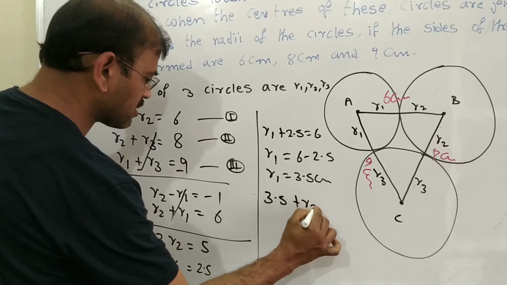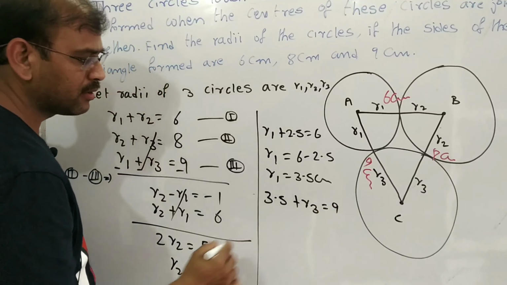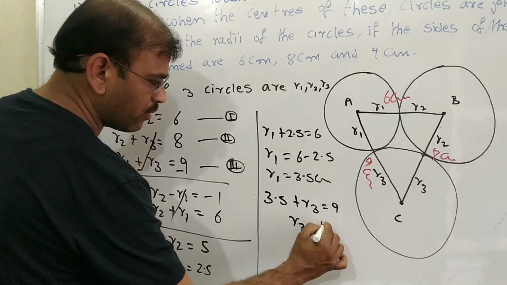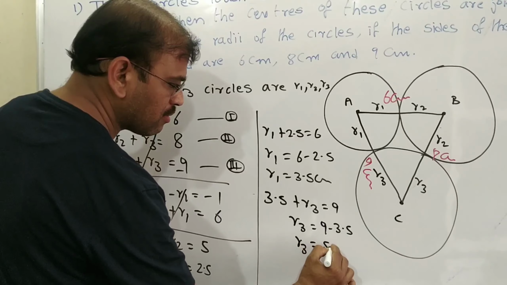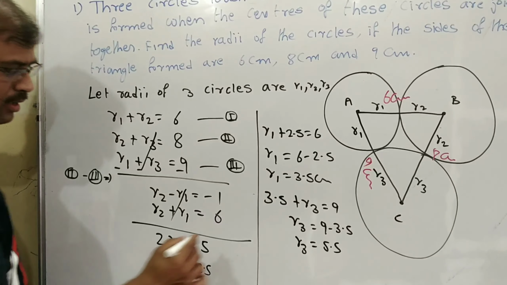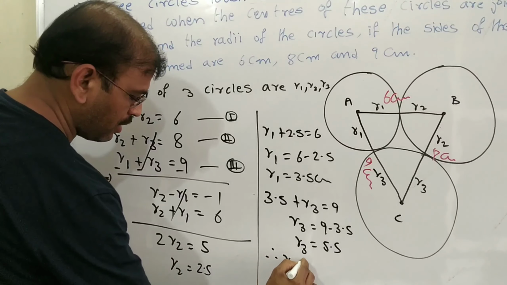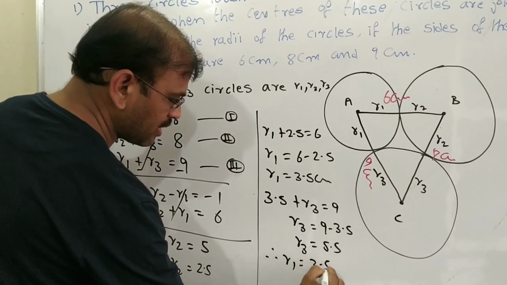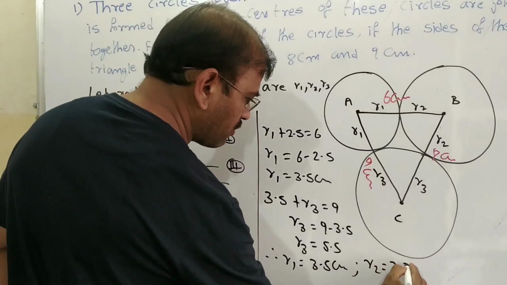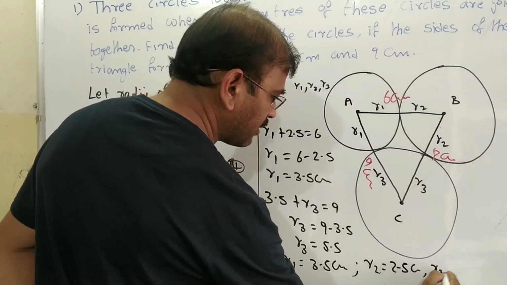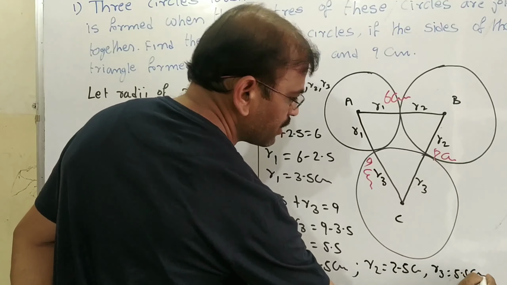Now next, this R1 value substitute in the third equation. 3.5 plus R3 equal to 9. So R3 equal to 9 minus 3.5. So R3 equal to 5.5 centimeter. Therefore, R1 equal to 3.5 centimeter, R2 equal to 2.5 centimeter, R3 equal to 5.5 centimeter.